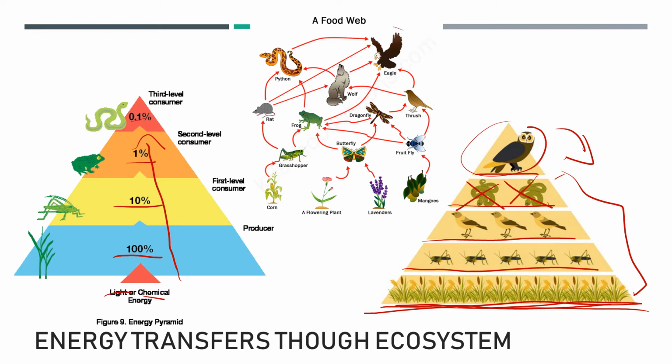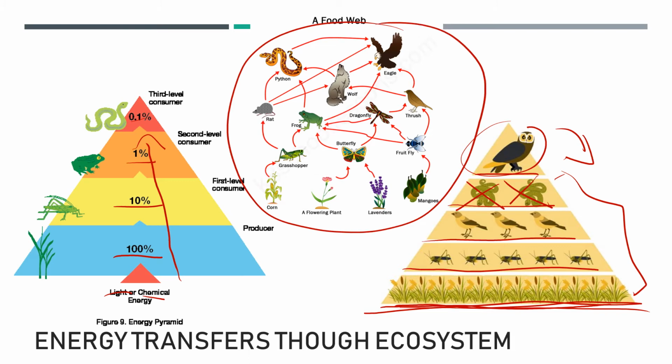Here's a better picture of that food web here. You can see how the energy is transferring. The arrows are going from the producers into what eats those producers. So sometimes one butterfly will eat 2 different producers.